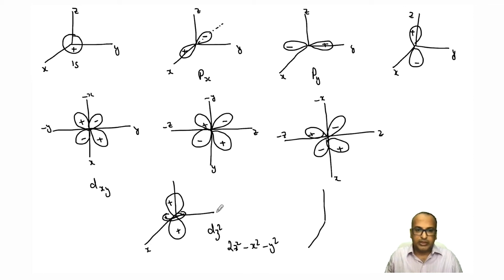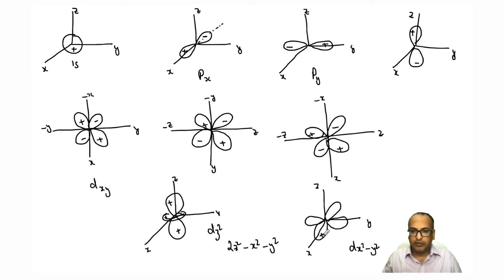This is x, y, z. And the last one is dx square minus y square, which will be along the axis now. Now x will be positive, y will be negative, right? Because we have y square as negative, x square as positive.